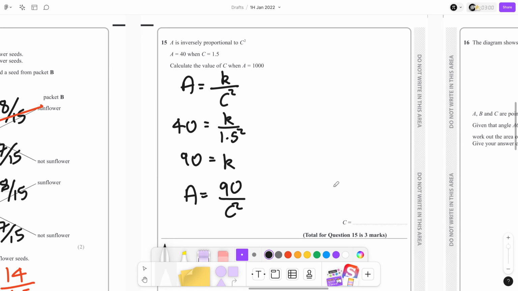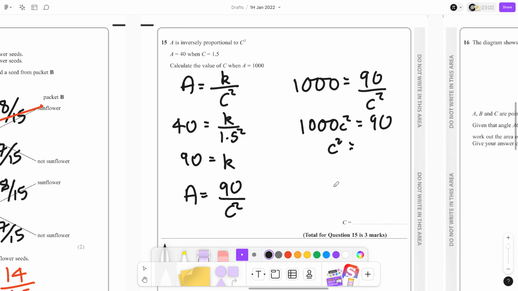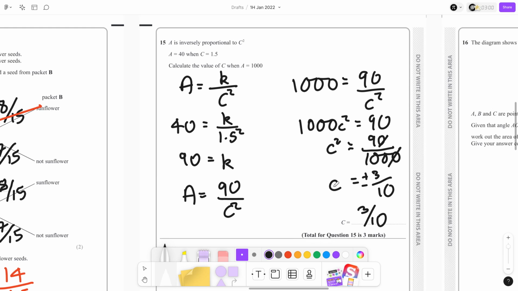And then it says calculate the value of c when A is 1,000, so we've got 1,000 equals 90 over c squared. So I'm going to multiply by c squared, rid of the fraction, and then divide by 1,000, so I've got c squared equals 90 over 1,000, which is 9 over 100, which means c is positive or negative 3 over 10. And it asks for one value, so I'm just going to put 3 over 10 in there as a positive.